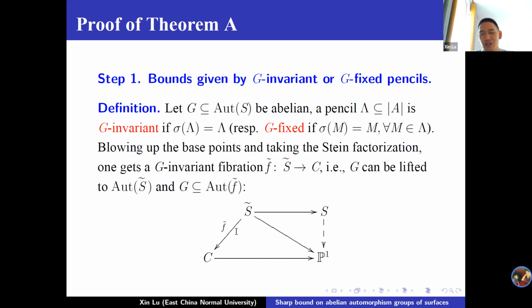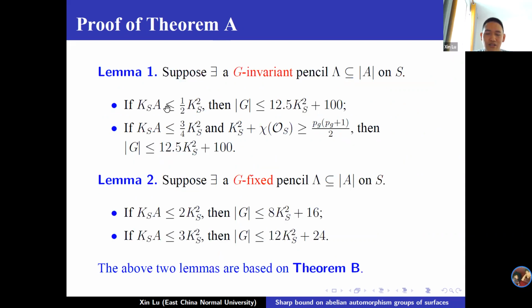we can use our theorem B. That is, for any surface with a G-invariant pencil, our theorem B can help us. This is the main result we get from a G-invariant pencil or G-fixed pencil.